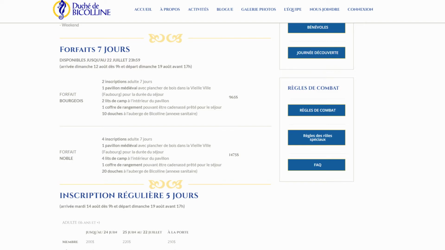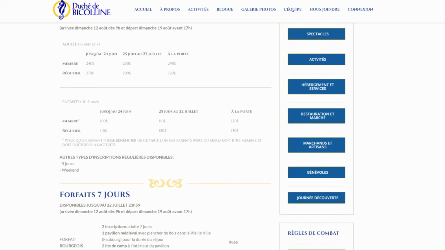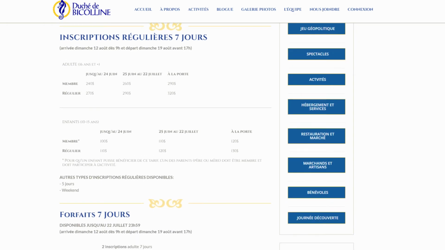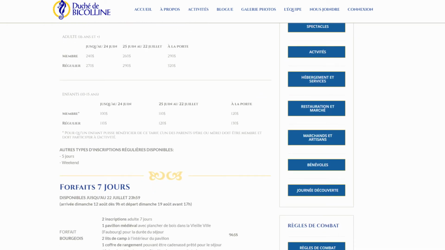You're looking at $965 for the 2-person, or $1,475 for four people. And ladies and gentlemen, that comes out to not a whole lot per person. We're looking at 965 divided by 2, about $482 per person. And when your ticket is already running you $270, it's practically nothing. It saves you a fair amount of money.